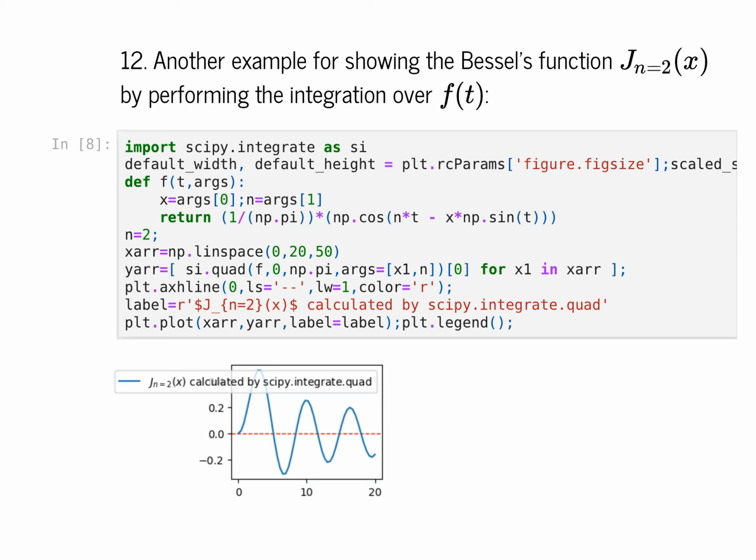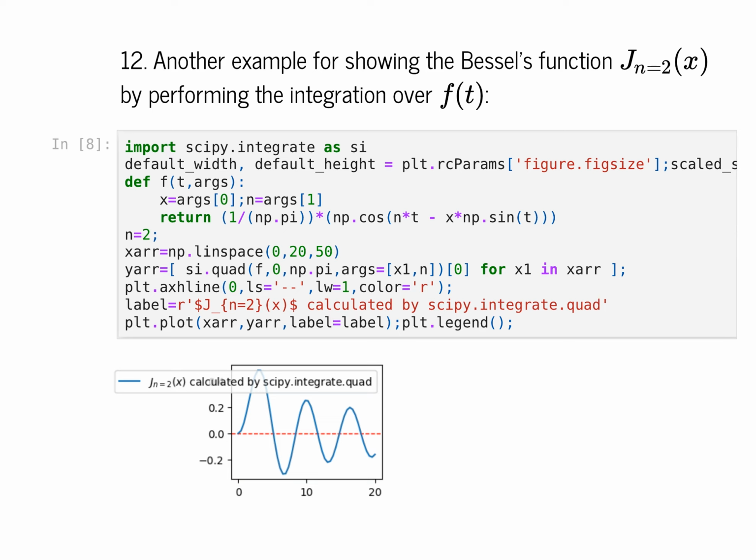Let us now try to generate the entire curve for a specific Bessel function, for example J_2(x), by repeatedly performing the integration for different values of x. This means we will keep the order n fixed at 2, but we will vary x over a range and calculate J_2(x) for each x.